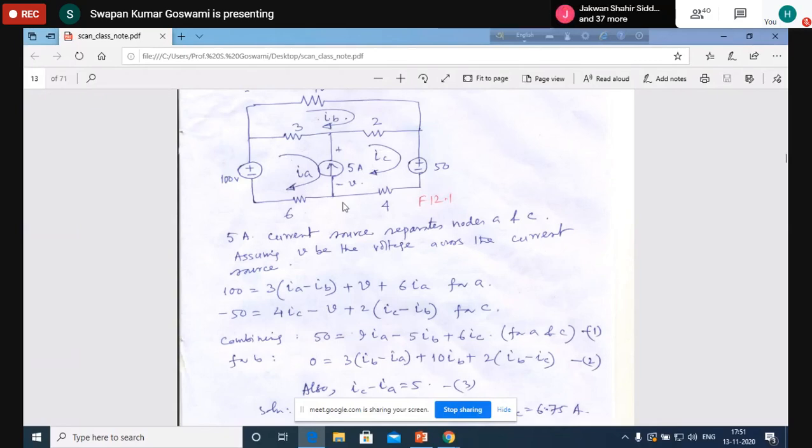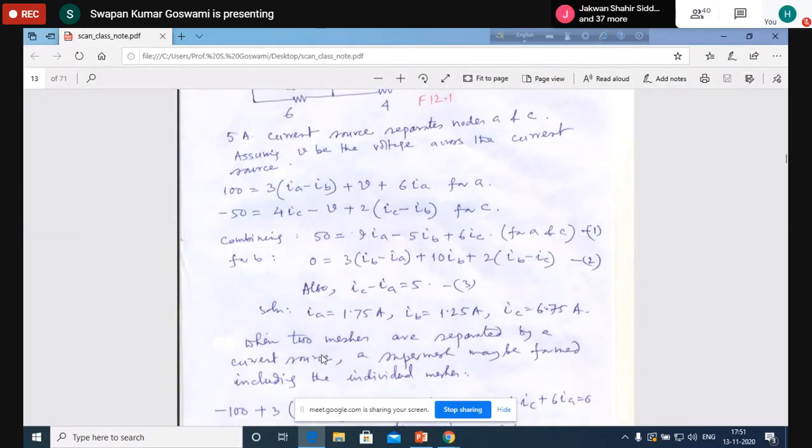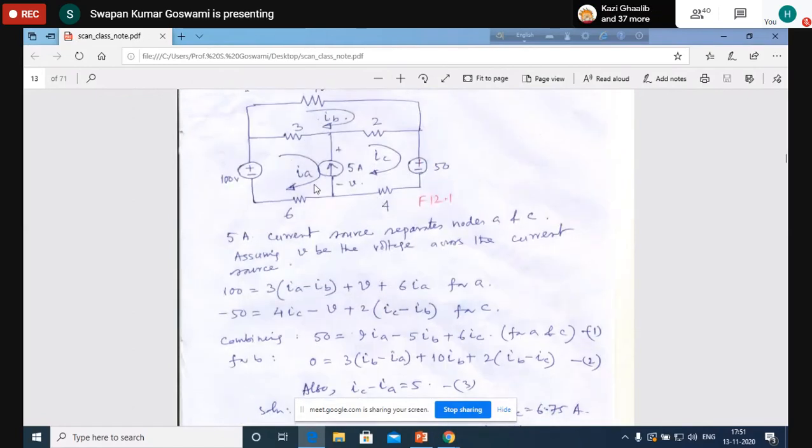Sometimes there may be three meshes, depending upon the situation. So this is the equation. Here the variables are IA, IB, IC. Here also the variables are IA, IB, IC. Two equations, three unknowns. It appears that the equation cannot be solved.